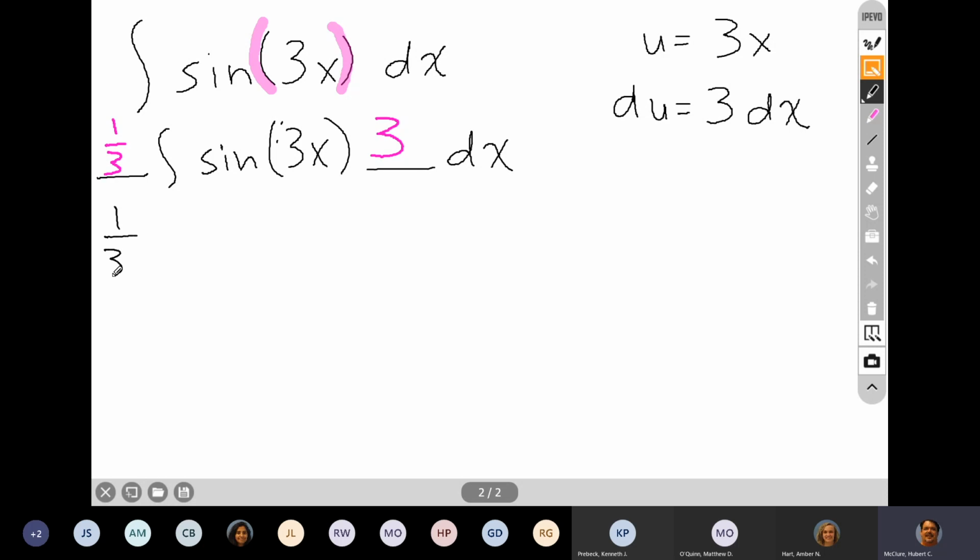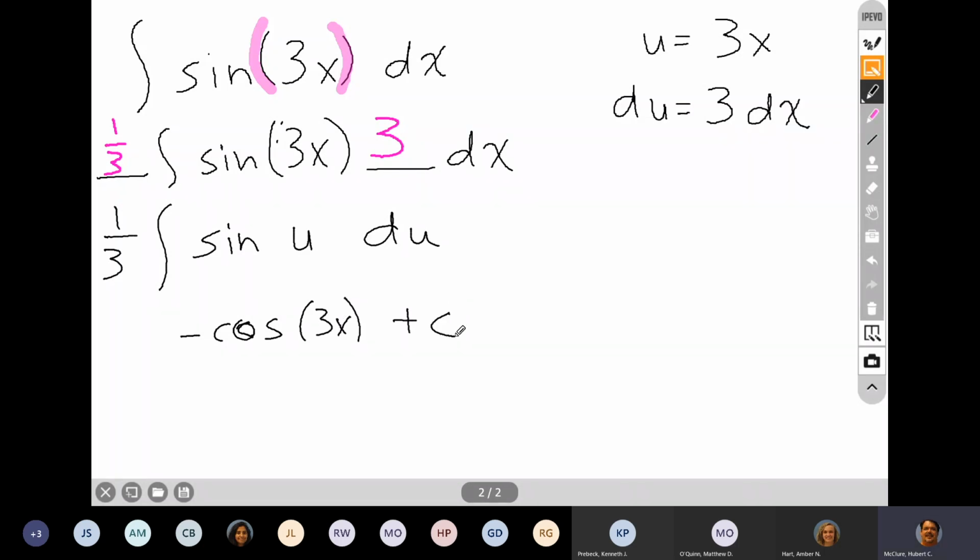1/3 antiderivative sine of u du. So if I have the sine of u du, then that means the antiderivative of the sine of u is negative cosine. Now I messed that up. Of u, which would be 3x plus c. And we've got something out front of it. So that negative and that 1/3 is going to come out.